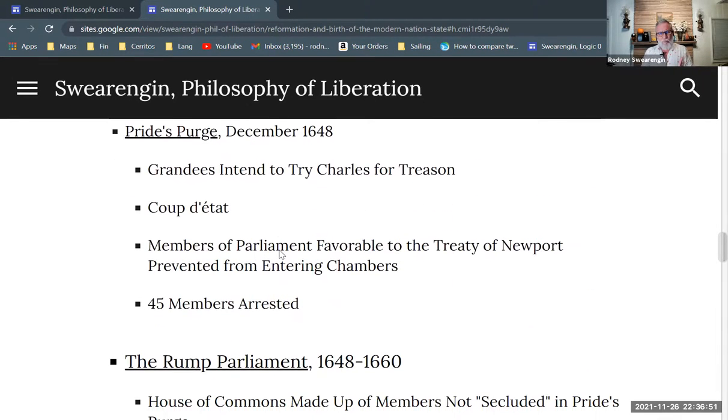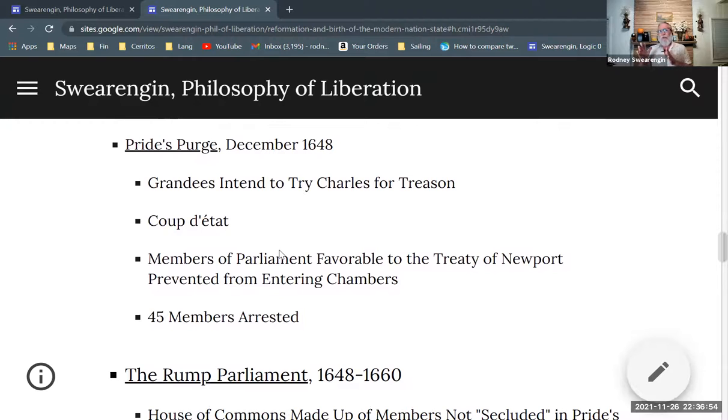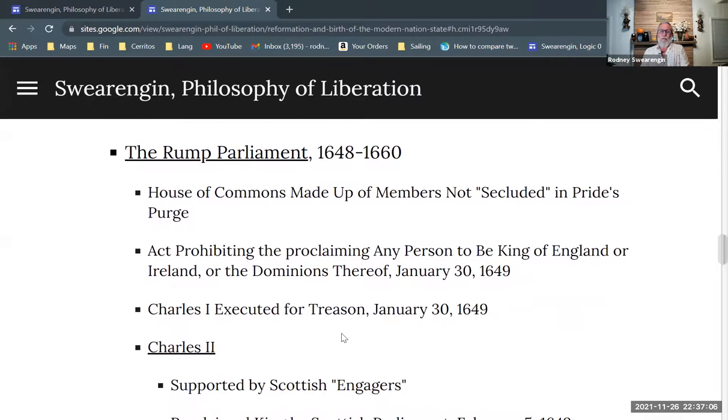But with Pride's Purge, the New Model Army just does a military coup d'etat and cuts off all the people that disagree with their position of trying Charles for treason. And what is left is called the Rump Parliament, the remnant of the parliament. There's no House of Lords anymore, and there's just the House of Commons made up of whomever the New Model Army grandees decided was a legitimate member of Parliament. They pass an act quickly prohibiting the proclamation of any person to be King of England.